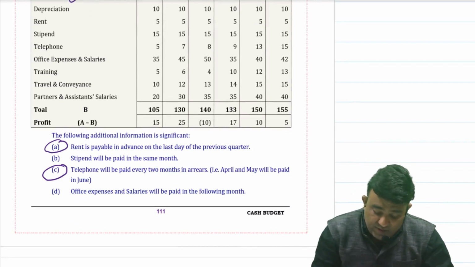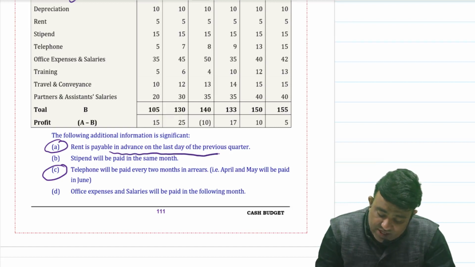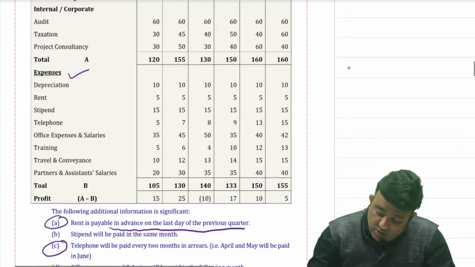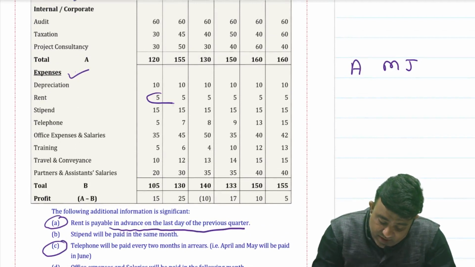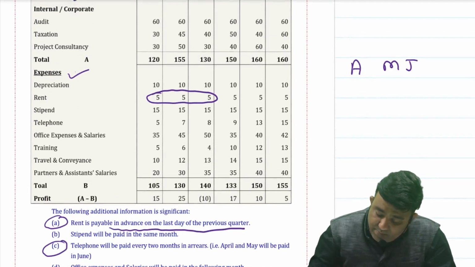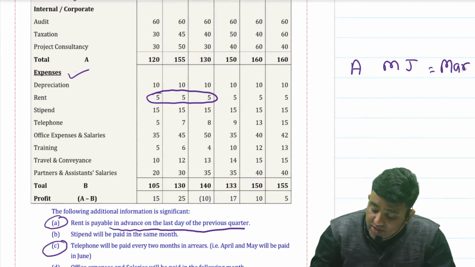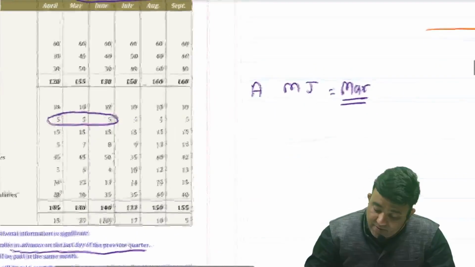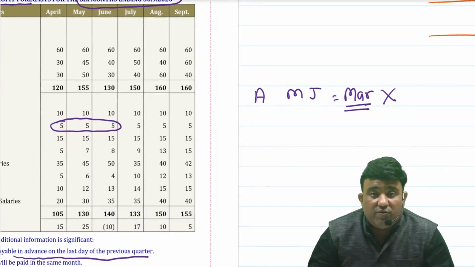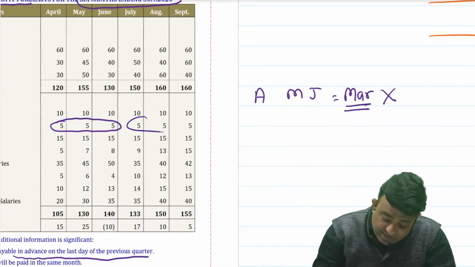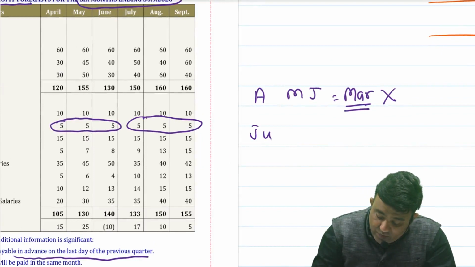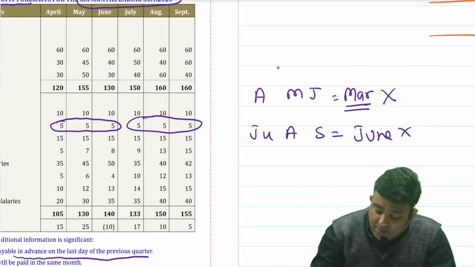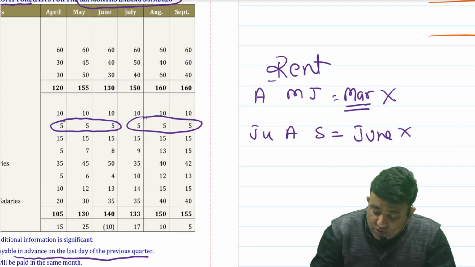They were discussed. Point number A, rent is payable in advance on the last day of previous quarter, means if I talk about April, May and June, these are the rent, April, May, June. Student, this will be paid in the month of March. Yes, no? This is paid in advance. The 555 in the month of March, but March is not a part of your cash budget. Forget it. Thereafter, student, July, August and September will be paid in June. So again, June is not a part of the target. Forget it. Now the question arises.